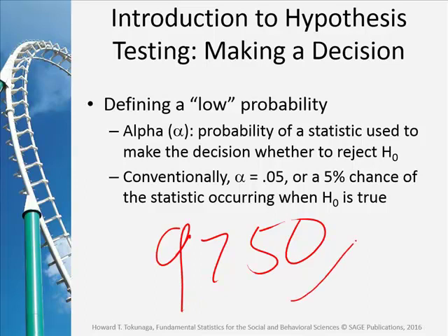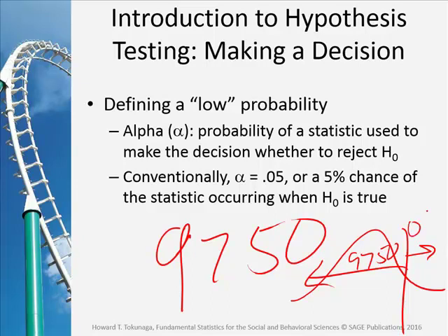So basically, we have a normal curve. From here on out is .9750. How much is here in the tails? That's half of 5%. 1.96.